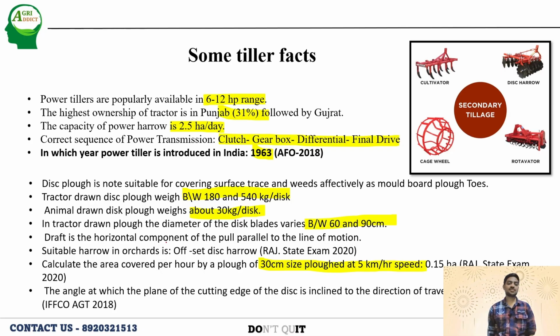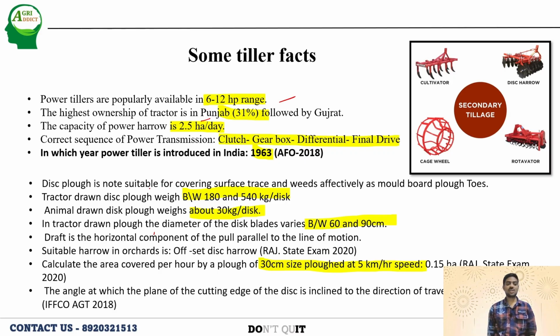See, power tillers which are available in this nation have an HP range of 6 to 12 HP, and the highest ownership of the tractor is in Punjab, which is followed by Gujarat. And the capacity of the power harrow is 2.5 hectare per day. And the correct sequence of power transmission, meaning how the power transmission takes place in a tractor, you should remember: clutch, gearbox, differential, final drive.